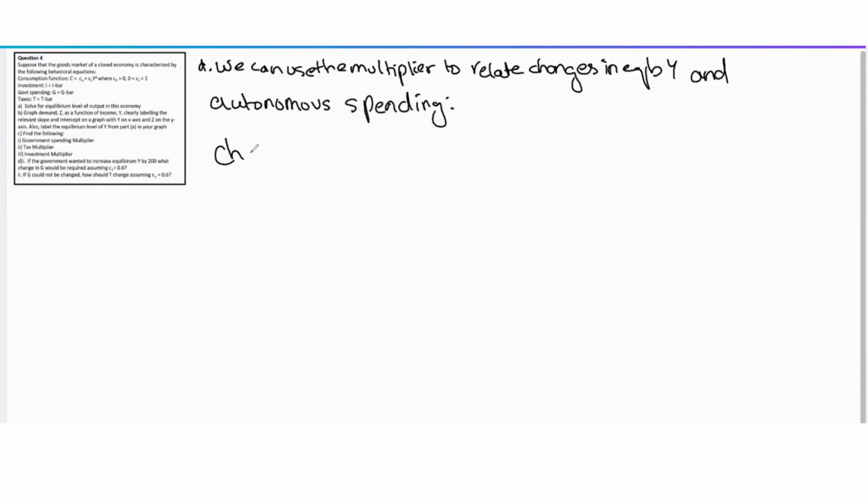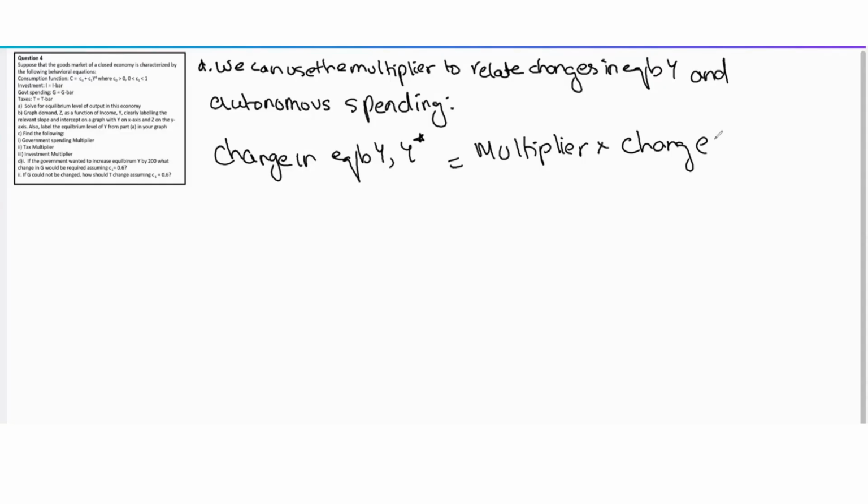What we're saying is that the change in equilibrium Y, which is delta Y star, is equal to the multiplier times the change in autonomous spending, right? Because the multiplier tells you, if autonomous spending changes by 1 unit, the change in equilibrium Y. So if autonomous spending changes by delta A, then it will tell you what delta Y star is.